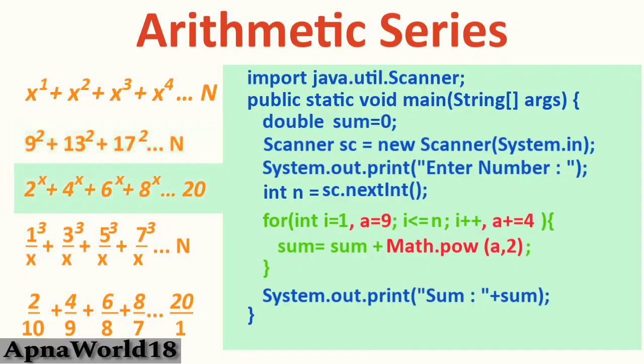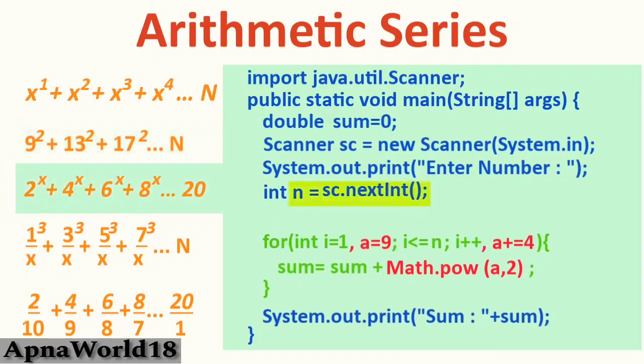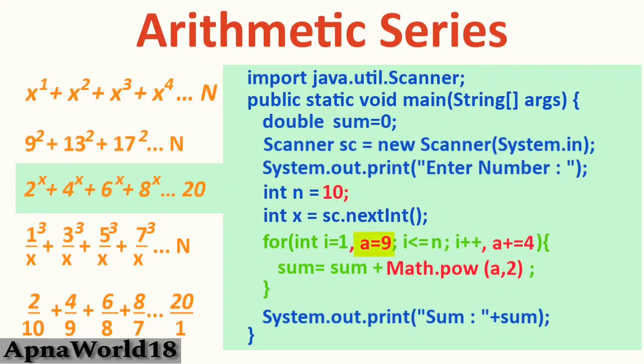Let's solve the next one. Here we know n is 10, so we will directly assign n = 10. In the for loop, we will assign a the first number of the series, which is 2, and do a += 2 in each iteration. Inside the loop, we will form the term of the series by just doing sum = sum + Math.pow(a, x). This is our program for this series.